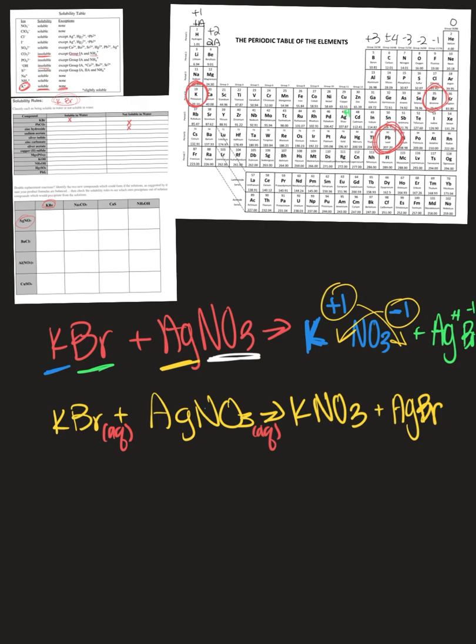Solubility table. What does it say about compounds that are with potassium? Using your solubility table on the back of your periodic table. Soluble. Correct. The majority are soluble. So with your potassium, the majority are soluble, which means your state symbol, or what we write in parentheses, is going to be AQ. AQ is just another way of saying soluble.